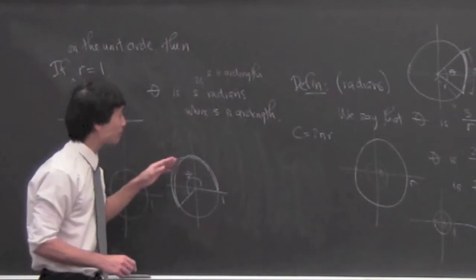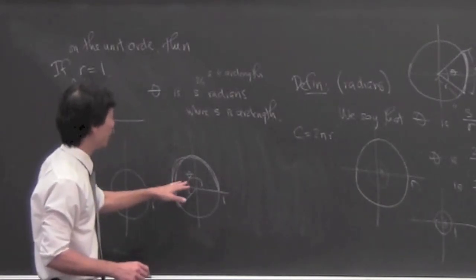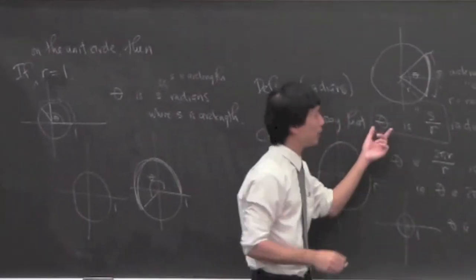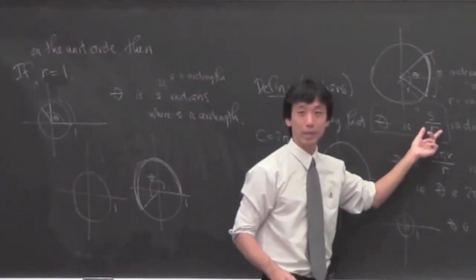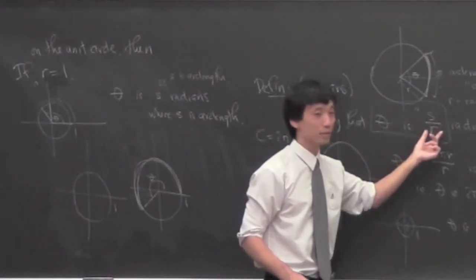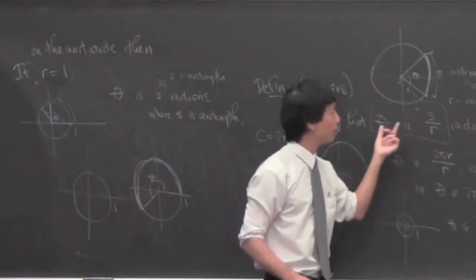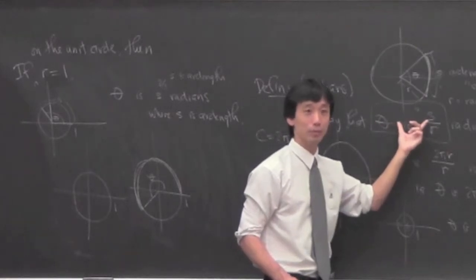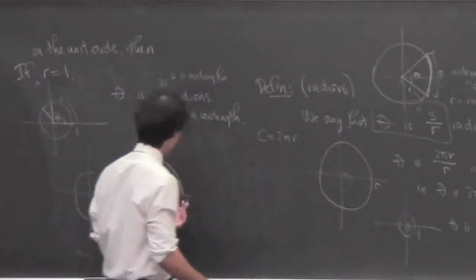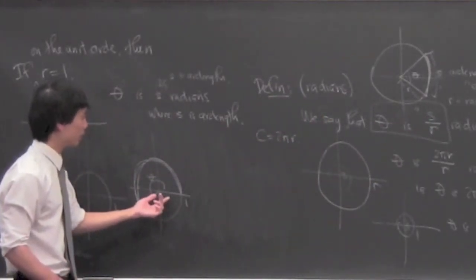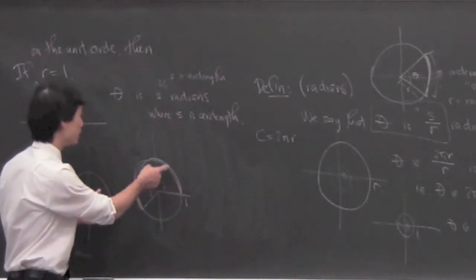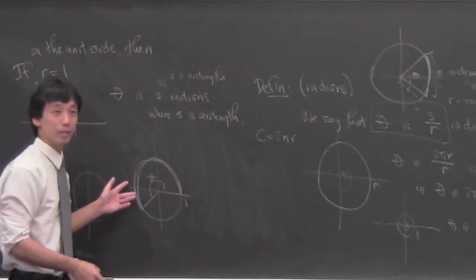So, theta is arclength over radius, radians. If the radius is 1, then arclength is just the angle, the same thing as the number of radians. So just look at the unit circle. Look at the unit circle and you say, okay, I want to know what this is in radians. I just measure this length. That's how many radians it is.